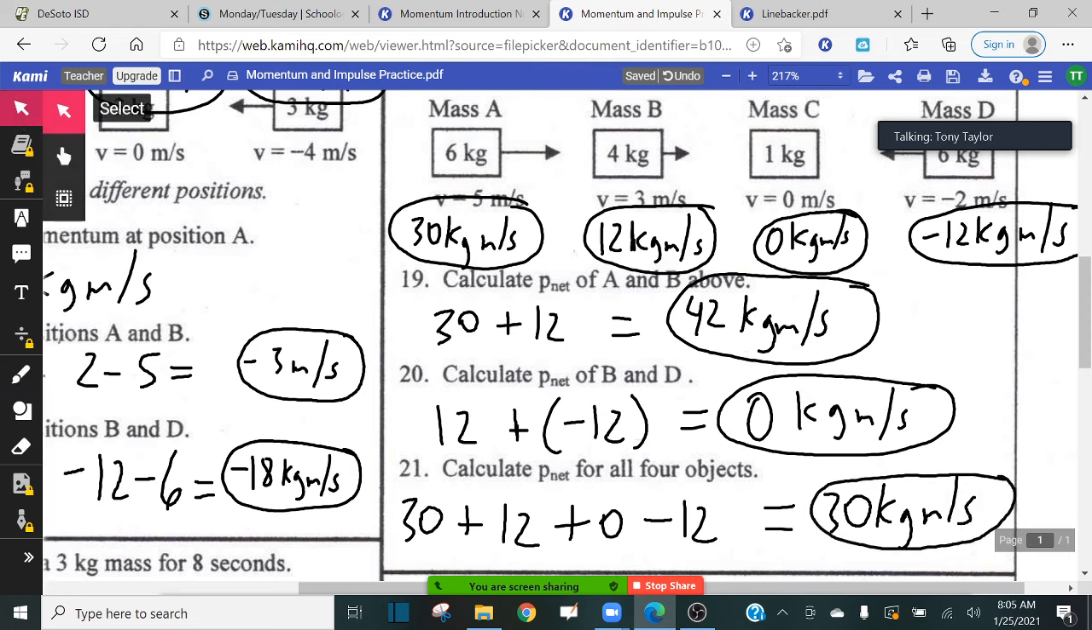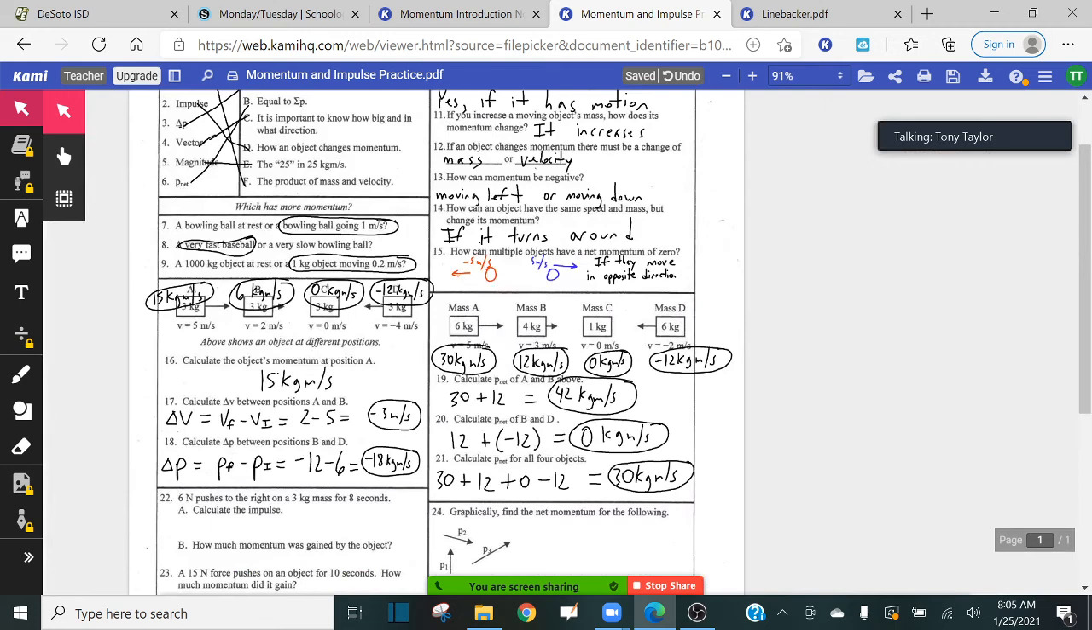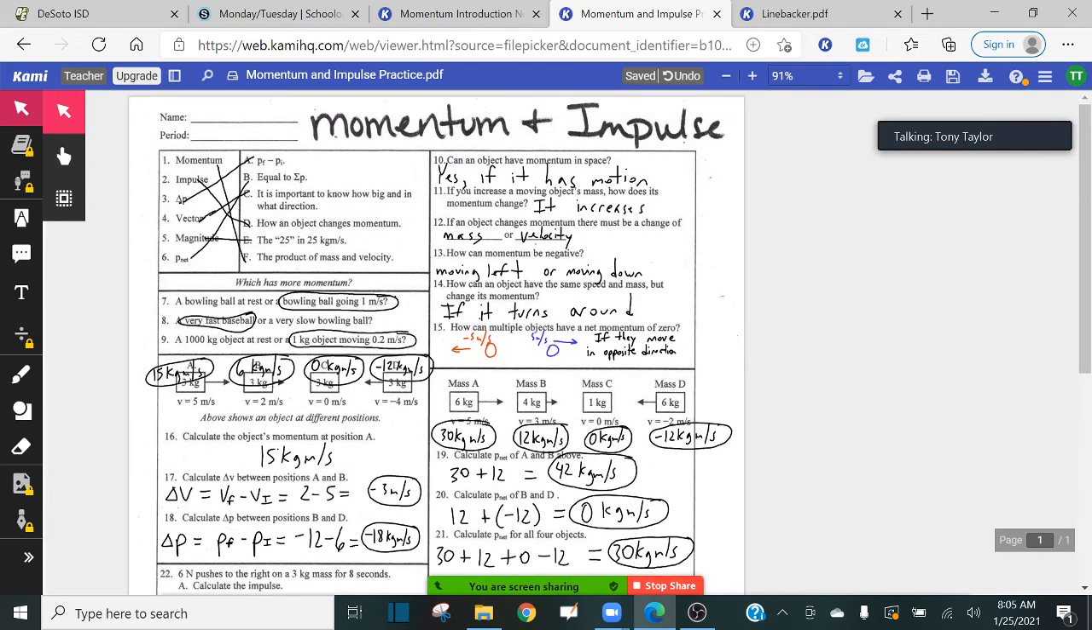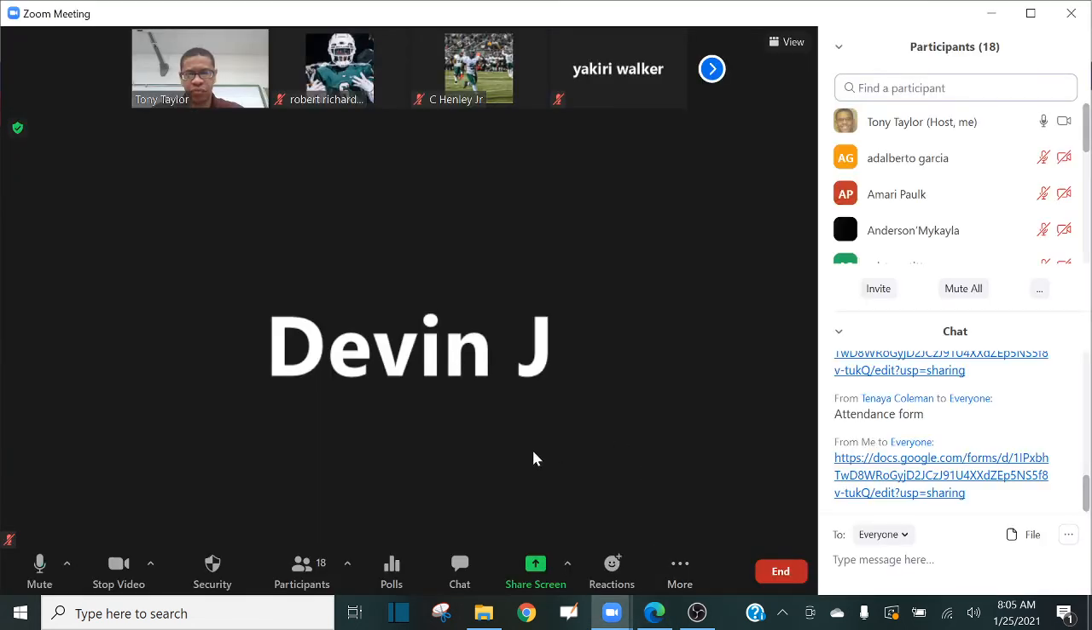Okay, guys, I have just done enough mathematical examples for you guys on momentum, so that you guys can kind of work this stuff out yourself. So let me go ahead and stop sharing my screen.